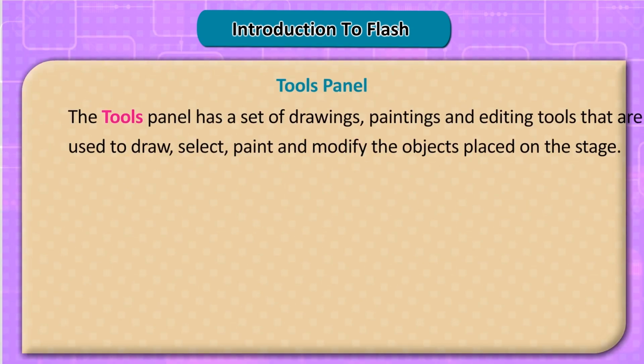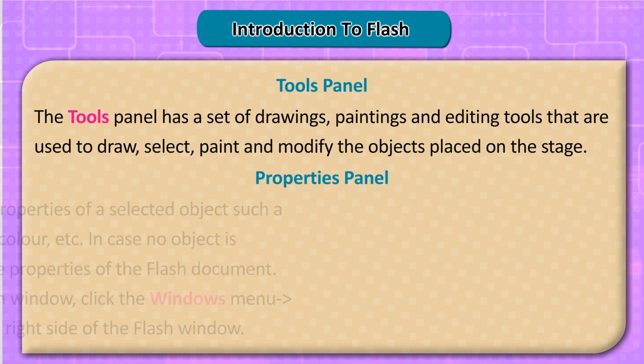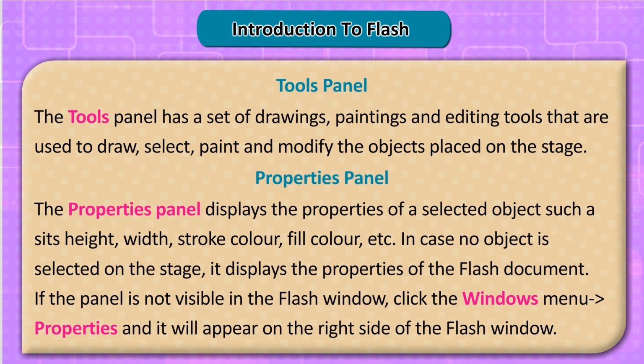Tools panel. The Tools panel has a set of drawing, painting and editing tools that are used to draw, select, paint and modify the objects placed on the stage. Properties panel. The Properties panel displays the properties of a selected object such as its height, width, stroke color, fill color, etc. In case no object is selected on the stage, it displays the properties of the Flash document. If the panel is not visible in the Flash window, click the Window menu, Properties and it will appear on the right side of the Flash window.